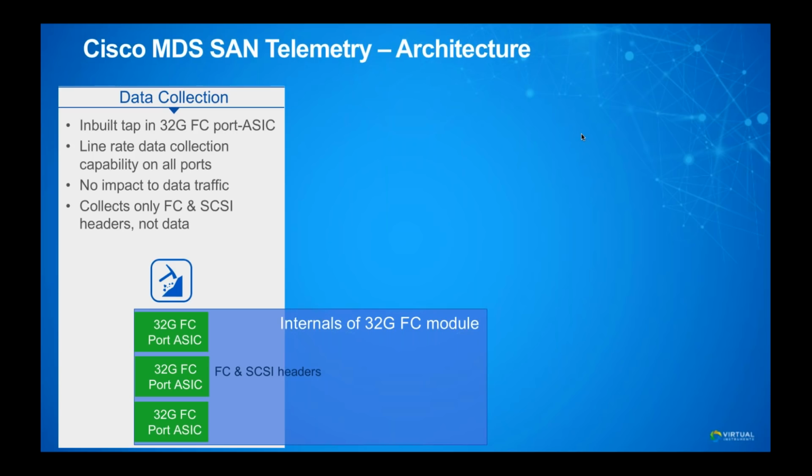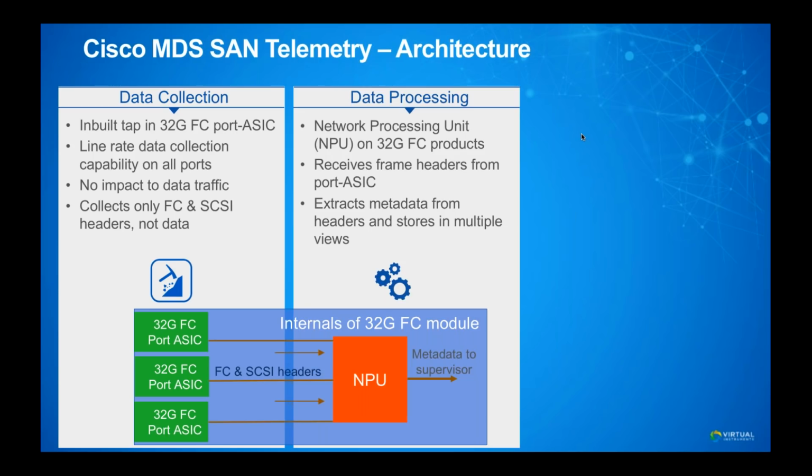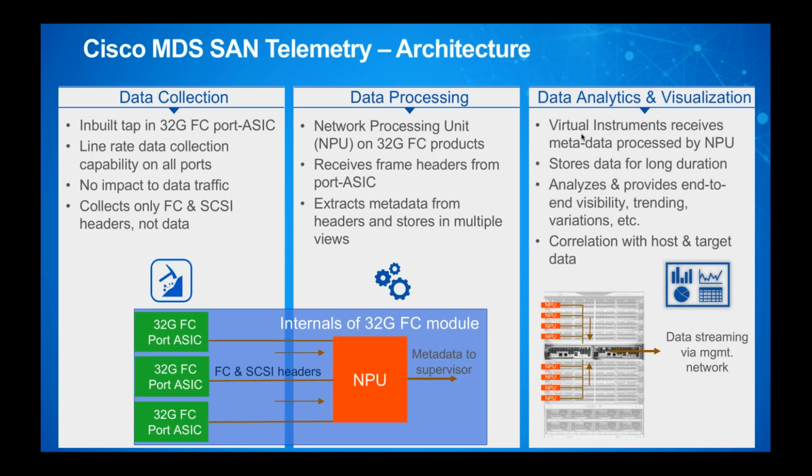After the inspection, these ASICs collect the Fibre Channel and SCSI headers and send that to an onboard network processing unit. This network processing unit, or NPU in short, is a high performance packet processor. It looks inside the Fibre Channel and SCSI headers, performs the correlation, and brings out a lot of storage-centric metrics that you have been seeing till now on Virtual Wisdom software. And finally, this NPU streams this data out to an external analytics and visualization engine.